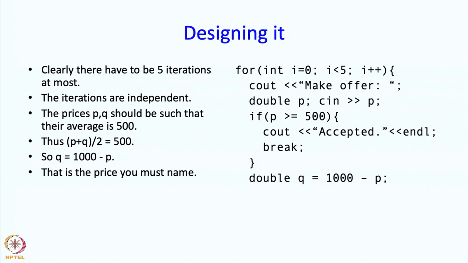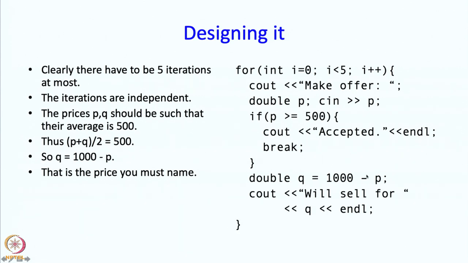Otherwise, you have to make a counter offer. And how much value should that counter offer be for? Well, we just calculated that. We are going to make an offer Q equals 1000 minus P. So, you could say I am going to sell it for Q. And that is the end of the iteration.